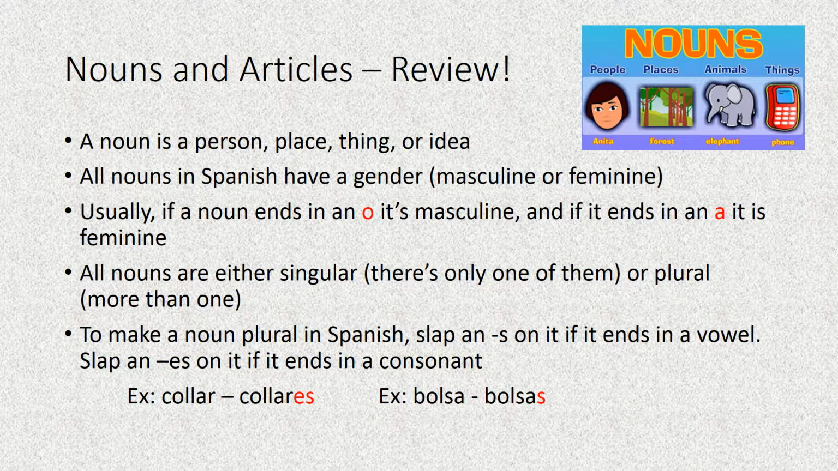And not only that, nouns are also either singular or plural. Singular is only one of them, or plural, more than one. And that's the same as it is in English. Now, to make a noun plural in Spanish, you would just put an S on the end of it if it ends in a vowel, or an ES on it if it ends in a consonant. So our example here, collar means a necklace, so collares is necklaces. We add an ES because the word itself ends in an R. The next one, bolsa, ends in an A, which is a vowel, so we just put an S on it and make it bolsas.